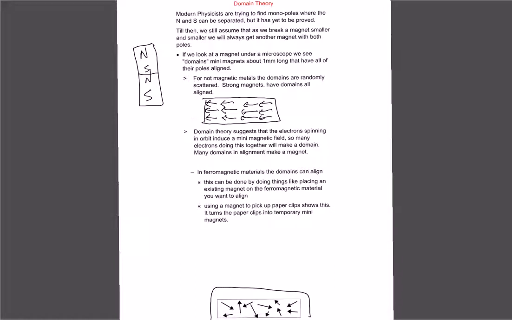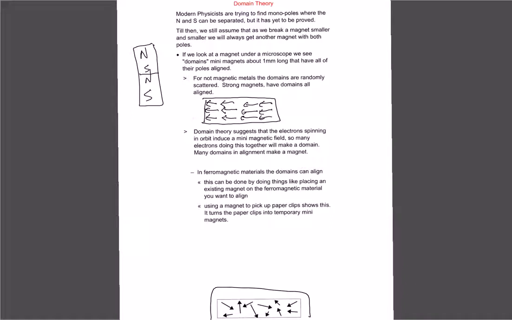The theory itself suggests that the reason these domains occur is because the electrons are spinning in orbit around the nuclei. If you have a whole bunch of these electrons spinning, they're basically inducing a mini magnetic field. A whole bunch of electrons working together creates a magnetic field, and if you have a whole bunch of those, you get a little domain. And if you have a whole bunch of domains in alignment, the metallic object ends up being a magnet.